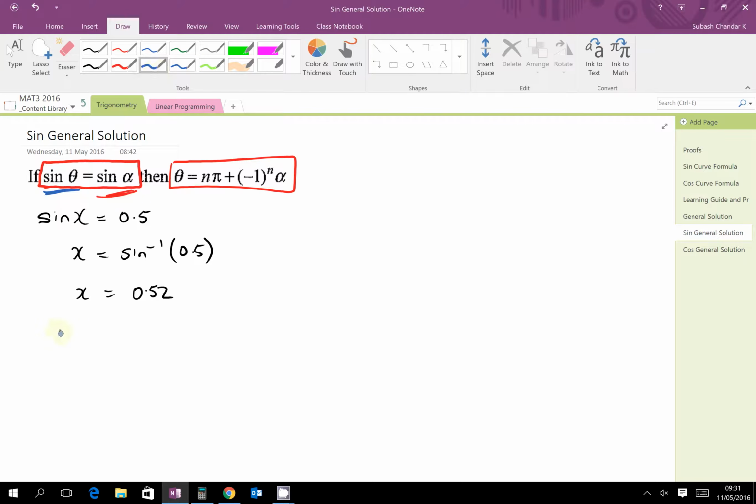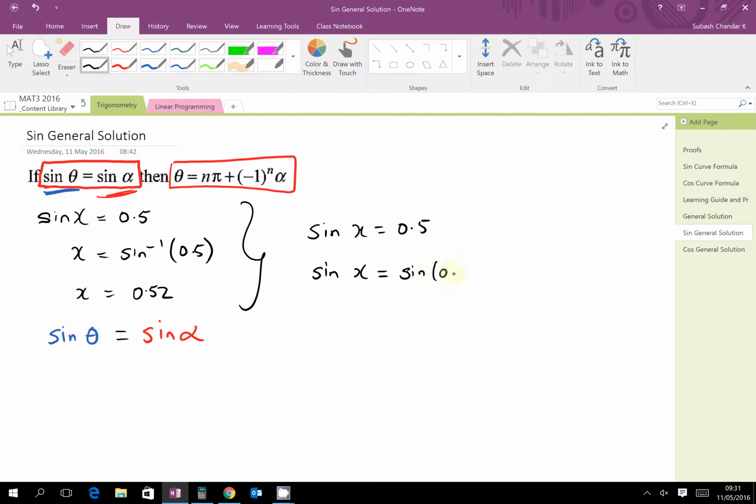So I've got sine of theta equals sine of alpha. That's what I'm trying to get to. But what I actually have from this side is sine of x equals 0.5. Now you just worked out what the inverse of 0.5 is, isn't it? You worked out that it was 0.52. So I can actually write this as sine of x equals sine of 0.52.